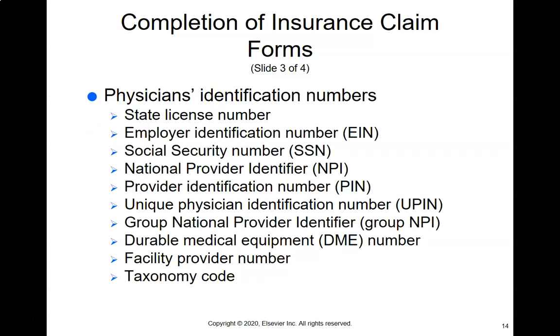Physician's identification numbers: the state license number, the employer identification number, the EIN, Social Security numbers, the national provider identifier, the NPI, the provider identification number, the PIN, the unique physician identification number, the UPIN, the group national provider identifier, the group NPI, the durable medical equipment, DME number, the facility provider number, and the taxonomy code. Be sure to use the correct identification numbers on the claim form.